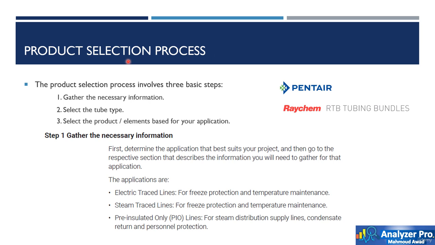The product selection process involves 3 basic steps. 1. Gather the necessary information. 2. Select the tube type. 3. Select the product and elements based on your application. First, determine the application that best suits your project, and then go to the respective section that describes the information you will need to gather for that application. The applications are electric trace lines, for freeze protection and temperature maintenance. Steam trace lines, for freeze protection and temperature maintenance. Pre-insulated only, PIO, lines, for steam distribution supply lines, condensate return and personnel protection.